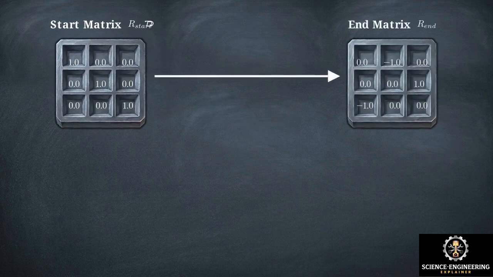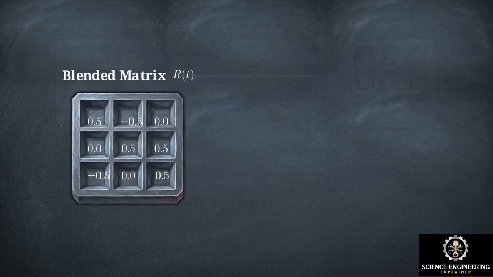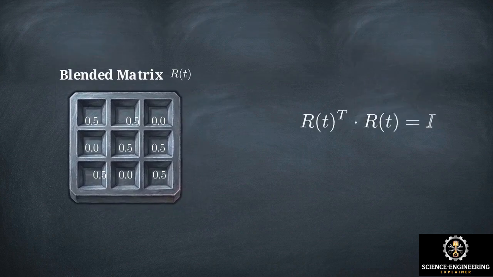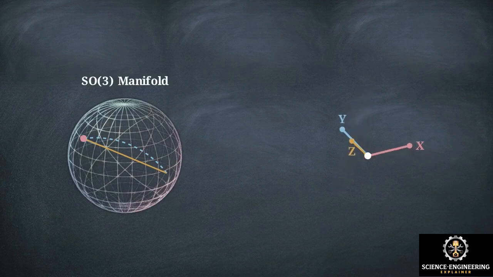The naive approach to motion planning takes a start matrix and an end matrix and simply blends their entries linearly over time. This animation illustrates the mathematical reality of that operation. Linear blending violates the strict rule that the transpose of the matrix multiplied by the original matrix must equal the identity matrix. As a result, the matrix loses its orthogonality. It falls completely off the SO3 manifold, and the physical coordinate frame becomes skewed and scaled, a meaningless state for a physical robot.